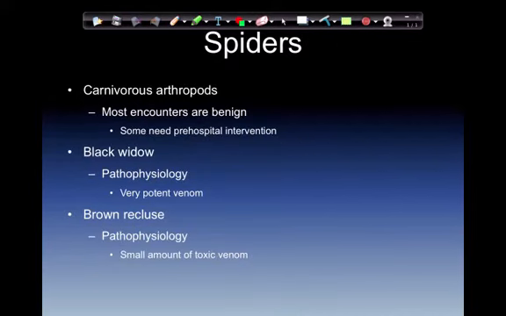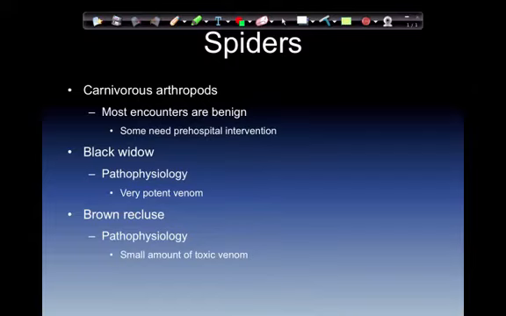Spiders. Carnivorous arthropods. Most encounters are benign. Some need pre-hospital intervention, black widow being one of these. There are several different types of black widows: the black widow proper, western black widow, northern black widow, brown widow of the south, and the brown button spider or brown widow. Pathophysiology of this: very, very potent venom. The primary agent responsible for most of the clinical effects is alpha-latrotoxin, which is a neurotoxin that causes a release of neurotransmitters from presynaptic nerve endings, and more specifically calcium.